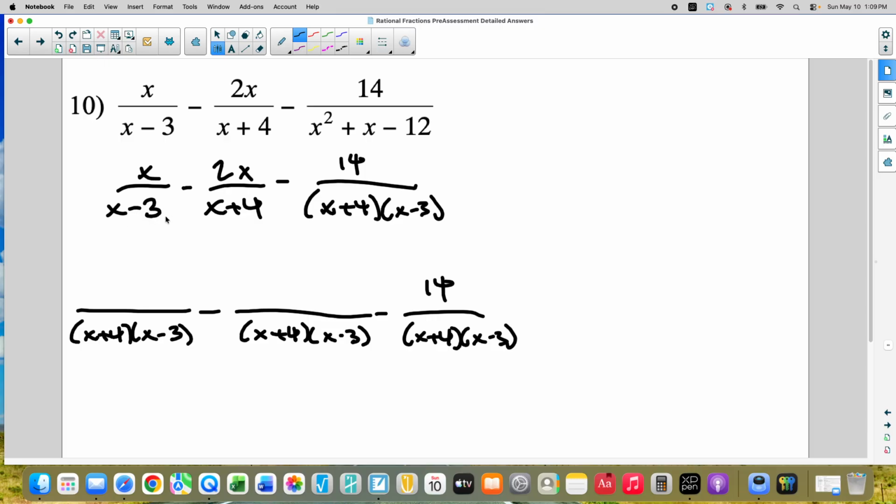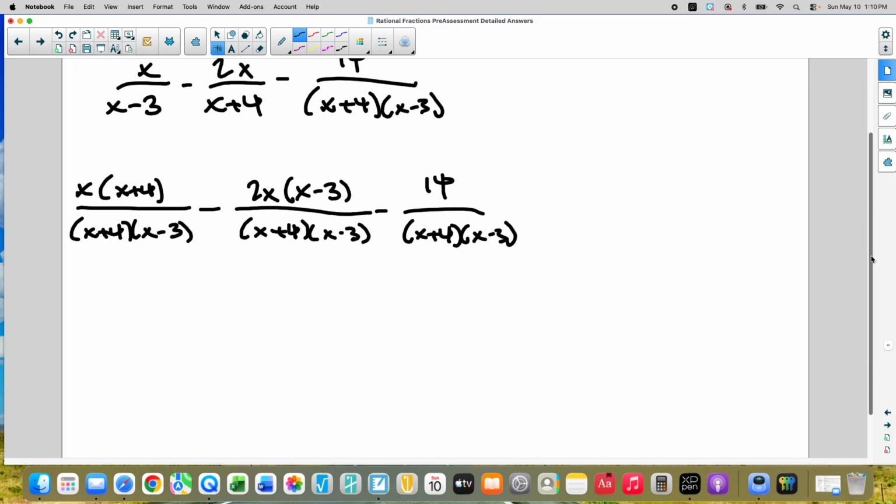What's this missing is an x plus 4. So I'm going to take that numerator and multiply it by x plus 4. That's the way we find an equivalent fraction. This is missing an x minus 3. So we'll take this 2x and multiply it by x minus 3. And there you have it. Now we've got like denominators. These are all my numerators.